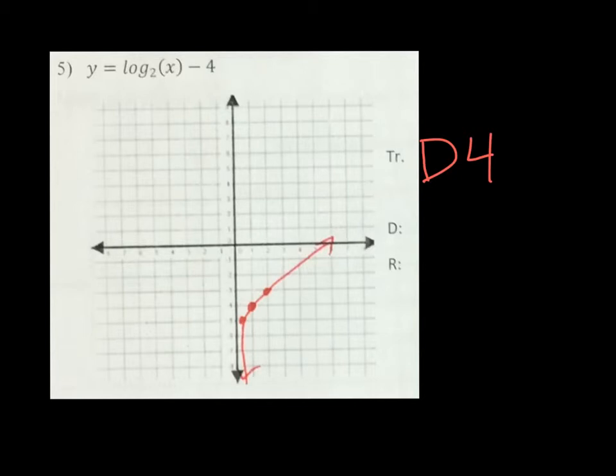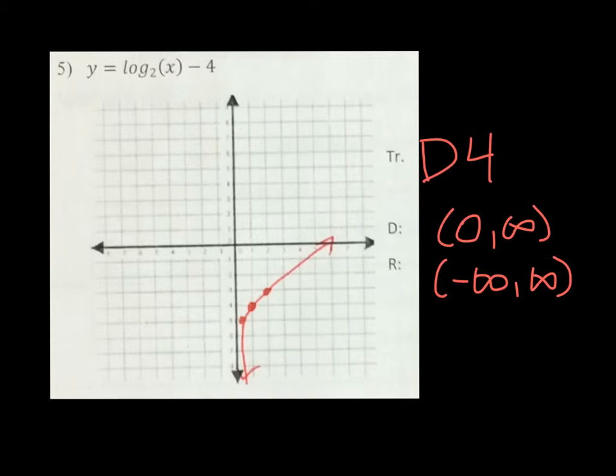The domain of this function is 0 to infinity, open on the 0, and the range hasn't changed, and most likely will not change. It's negative infinity to infinity. Before we do the next 3 problems, the last 3 problems, see if you can do those on your own. So hit pause, then come back and see how well you did.